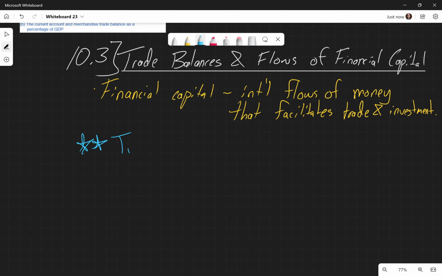Trade balances are inexorably, however you spell that word, inevitably, intractably, you can't. It's just inevitable. It's unfortunate, but it's just the way it is. They are inexorably, I don't even know if that's a word now. Trade balances are tied to international flows of capital.